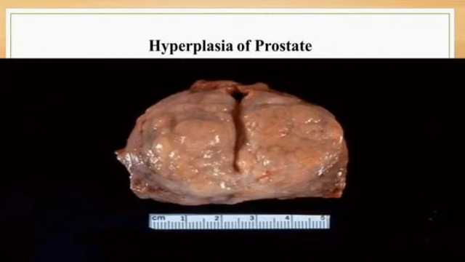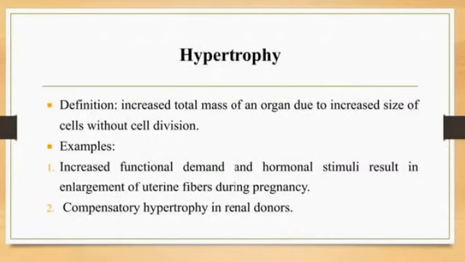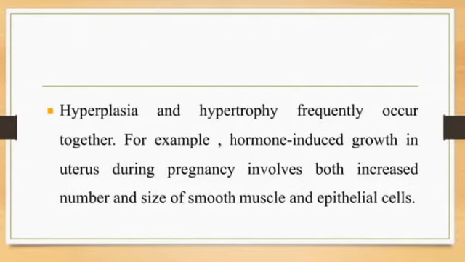Hyperplasia of the prostate. Hypertrophy: this is the increased total mass due to the increased size of cells without cell division. Increased functional demand and hormonal stimuli result in the enlargement of the uterine fibers during pregnancy. We can also see the compensatory hypertrophy in renal donors. Hyperplasia and hypertrophy frequently occur together. For example, hormone-induced growth in the uterus during pregnancy involves both increased number and size of the smooth muscle cells and the epithelial cells.